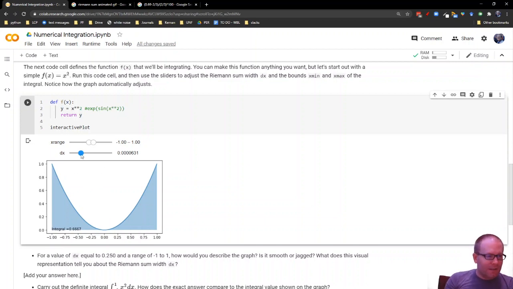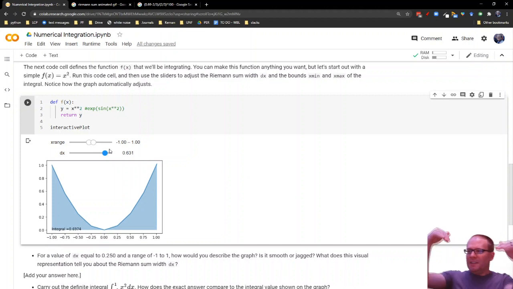The other thing I want you to notice as we decrease that is that this graph got a lot smoother, right? So if I put this back up to its original place up here, you notice the graph is a lot more jagged because you have fewer points.